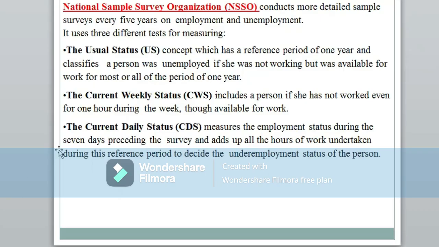Now, what are the functions of NSSO? NSSO conducts more detailed sample surveys every 5 years on unemployment and inequalities. So, a usual status concept which has a reference period of 1 year, यानी कि नेशनल सैम्पल सर्वे ऑर्गेनाइजेशन क्या करता है, 5 साल का एम्प्लॉयमेंट और अनएम्प्लॉयमेंट के डेटास को सर्वे करके निकालता है, इसे गवर्नमेंट बॉडीज़ को देता है.